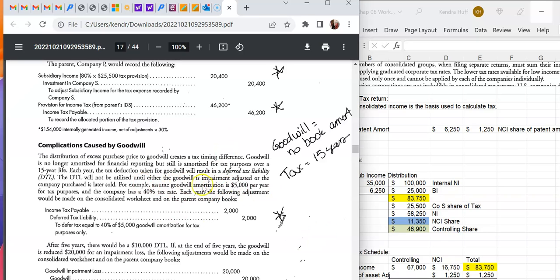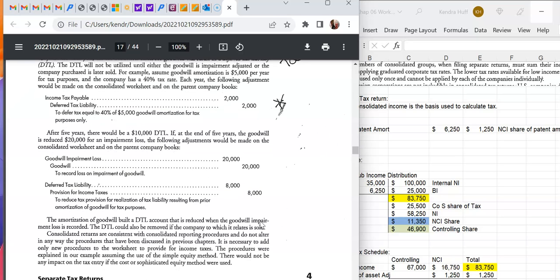So this one has amortization of 5,000 per year times the, if a company had a 40% tax rate, that would be 2,000 on taxes, and it would come out of the income tax payable and go against a deferred tax liability, or go into a deferred tax liability. Oh, impairment. There's the word I was looking for right there. All right. And then if it's impaired, if you have an impairment loss or you lose your goodwill, then you record a loss. Goodwill comes off the books, and then it comes out of your deferred tax liability and goes into the provision for income taxes.